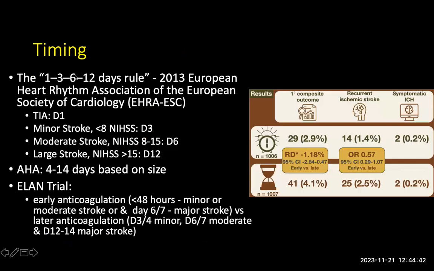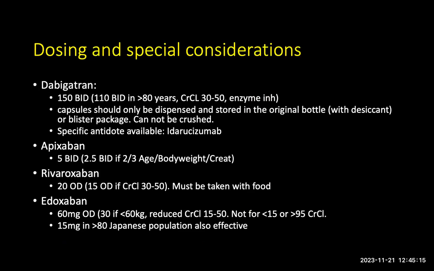I spoke about timings of initiation after stroke, the 1-3-6-12 rule, which is what we commonly use, or the 4 to 14 days, that's the American guidelines. However, as I said, there's this new trial, which is known as the ELAN trial, which trialed early initiation in minor to moderate stroke at about 2 days, whereas in major stroke at about 6 to 7 days. And it showed that it was equally safe, if not superior. So maybe we are heading towards early anticoagulation.